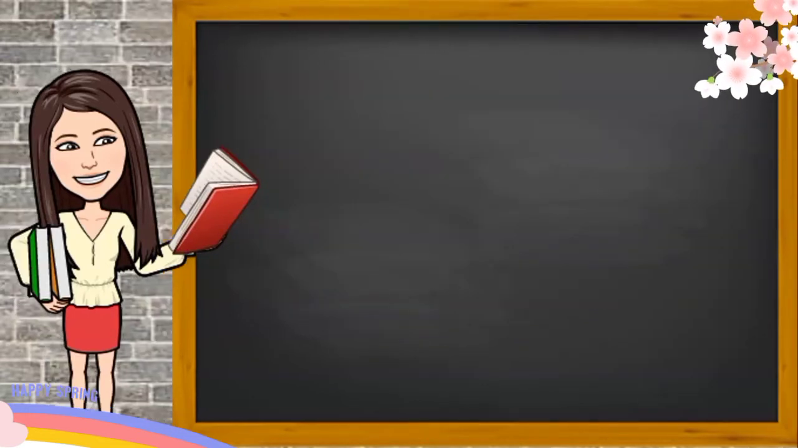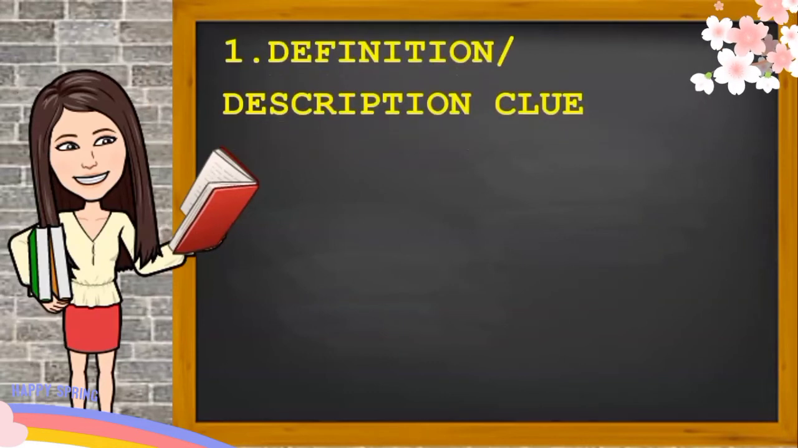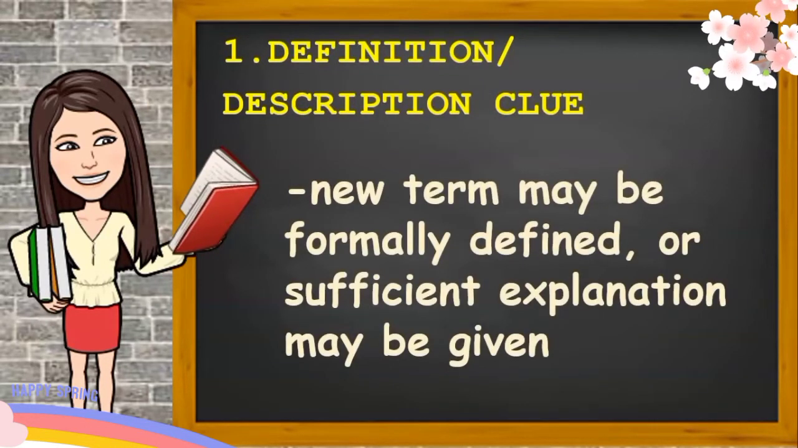First, we have definition or description clue. This is also called explanation. You know, when you're reading and a new term is formally defined or enough explanation was given within the sentence itself or in the following sentence, then it is a definition or description clue.